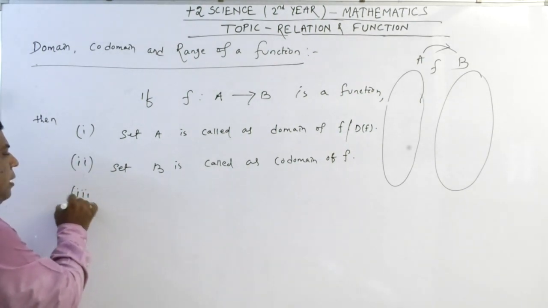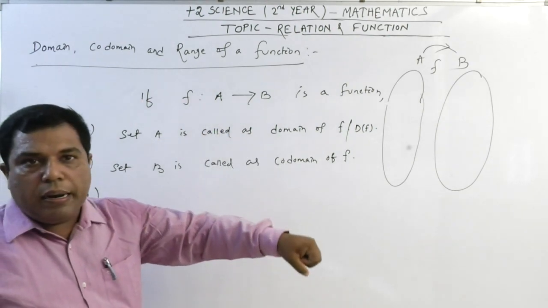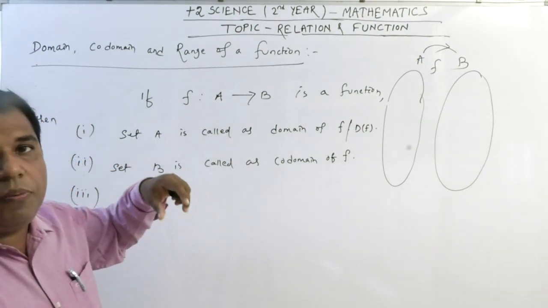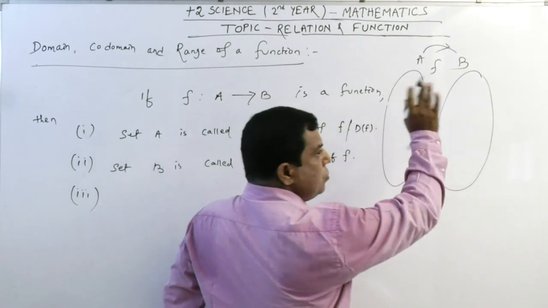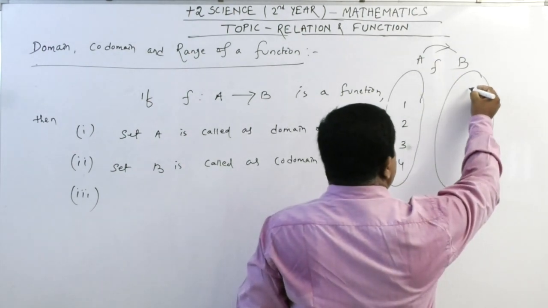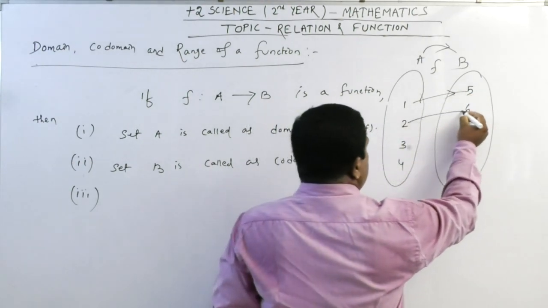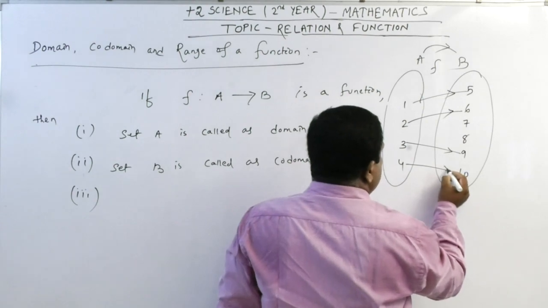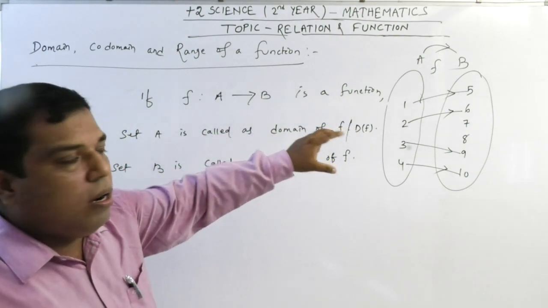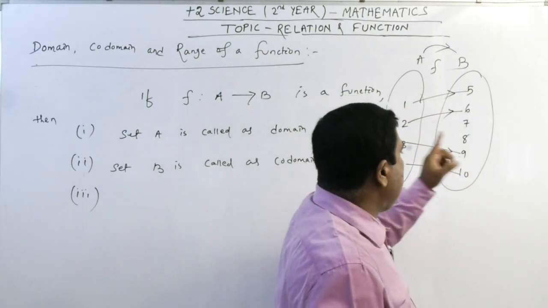Now what is the range? How to get the range? The definition says: the set of all images of the elements which are involved in the function. I am showing it in an example. Suppose the set A contains 1, 2, 3, 4 and set B contains 5, 6, 7, 8, 9, 10. Suppose 1 is connected to 5, 2 is connected to 6, 3 is connected to 9, 4 is connected to 10. Those elements are involved in that relation. Here 1 has the image 5, 2 has the image 6, 3 has the image 9, 4 has the image 10.